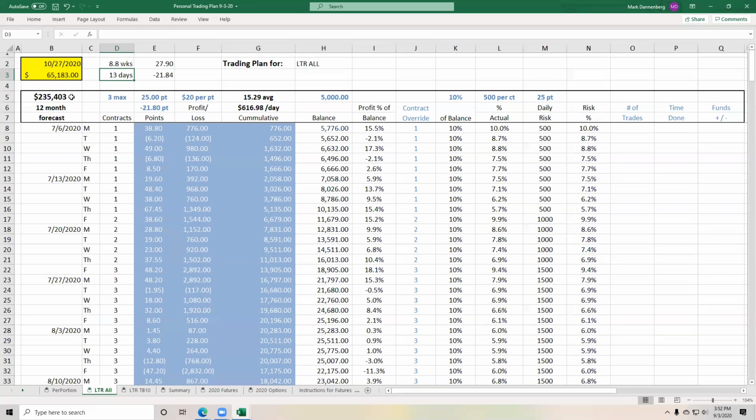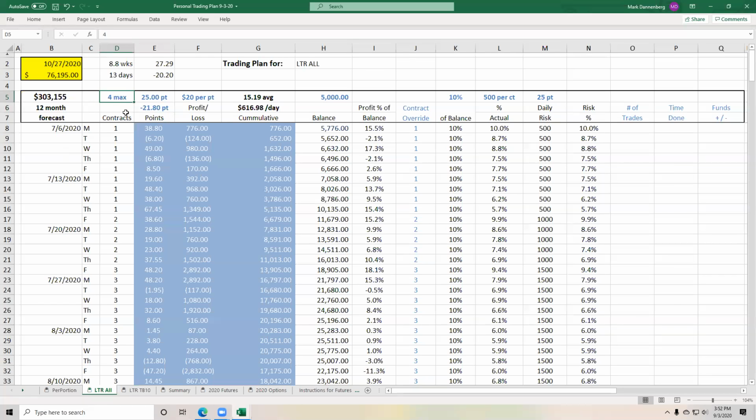Now, what if you looked at this and go, all right, well, I'm a little disappointed because I was hoping that I would be able to make more than that. Here's your variable right here. Your variable is we're capping out at 3 contracts. We can change that and we can cap out at 4 contracts. We could increase by 1 contract. And all of a sudden, your full 12-month income forecast increases.